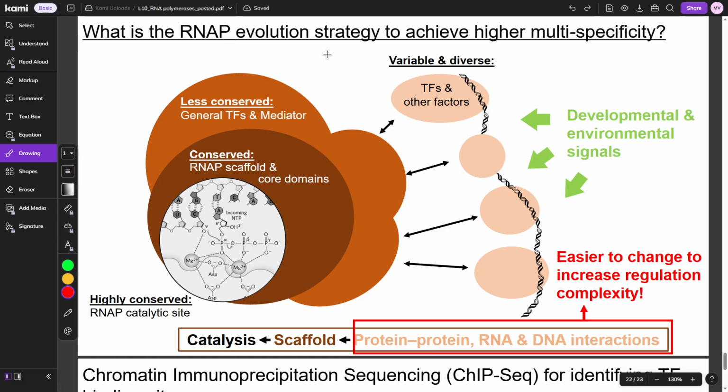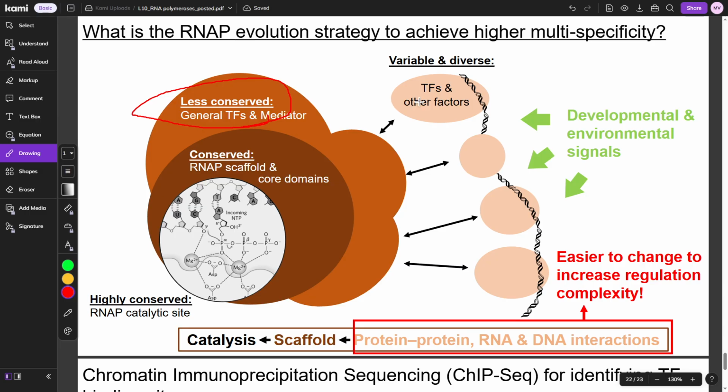The RNA polymerase evolution strategy to achieve this higher multi-specificity that it's talking about is, firstly, keeping this site conserved, right? We don't need to change the catalytic site if it already works. So no need to change that. But what we do change is the less conserved region that binds to different transcription factors.